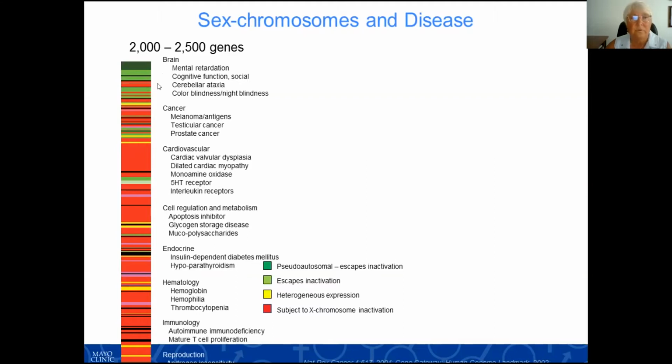So when you go through some of these in terms of brain development, cancer, melanoma is a really interesting one. Prostate and testicular cancer, you wouldn't necessarily think that those would be on the X chromosome, even though they're more present in males. Cardiovascular disease, regulation of metabolism, apoptosis and glucagon storage, endocrine diseases, hematology, immunology, and this is really important now as we talk about the coronavirus and all the data regarding the sex differences in incidence and mortality associated with that condition.